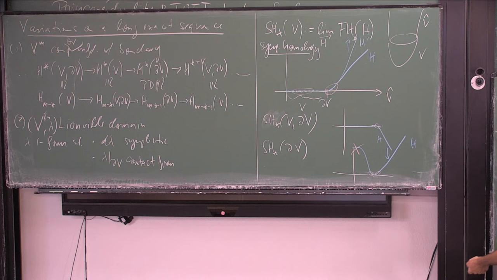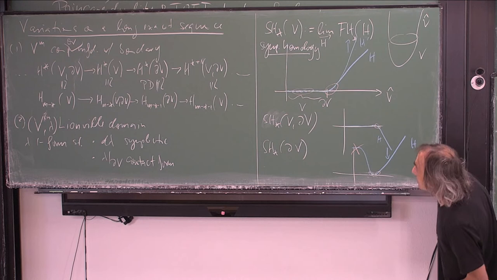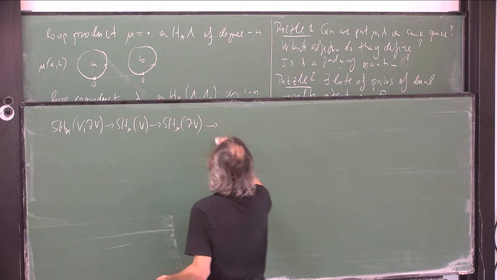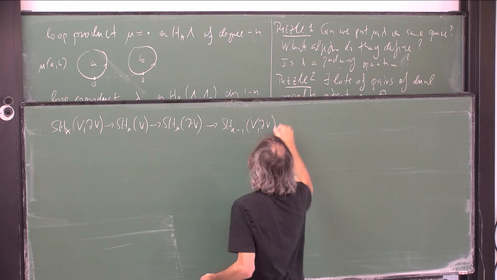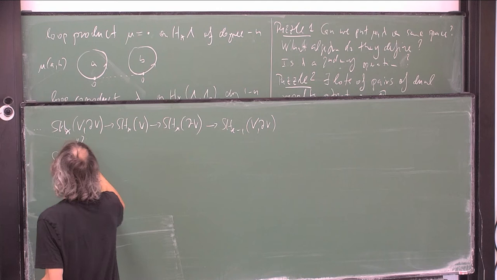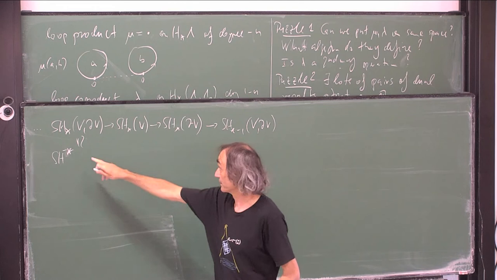Symplectic homology of E, boundary goes to symplectic homology of E, goes to symplectic homology of the boundary, goes to symplectic homology in degree one less. And then there are dualities to symplectic cohomology. Now the grading is such that here there's no shift, it's just minus the degree.